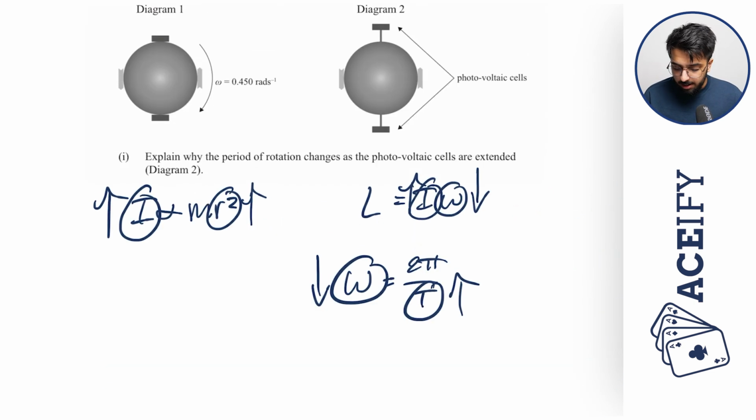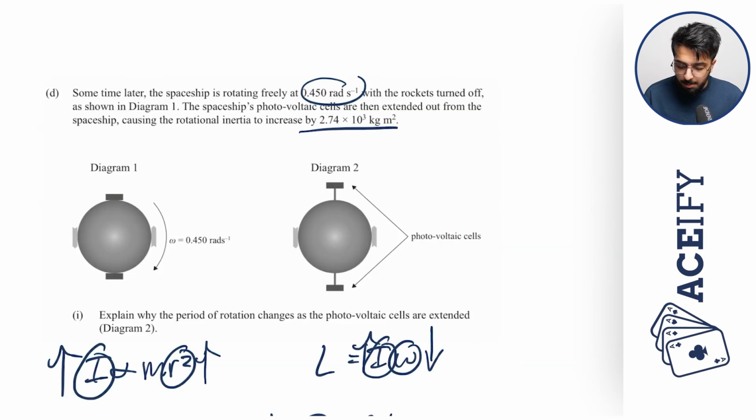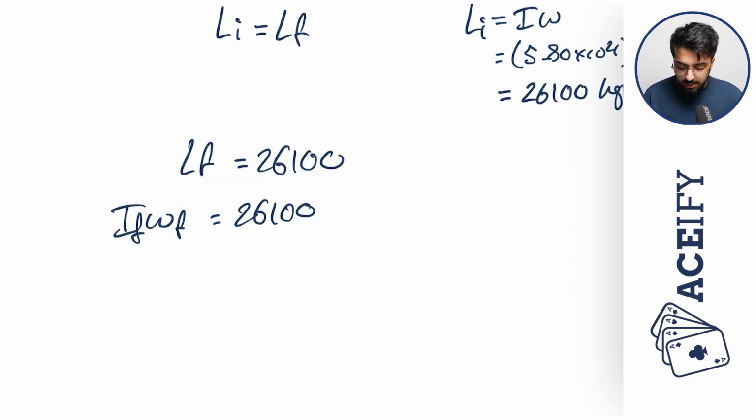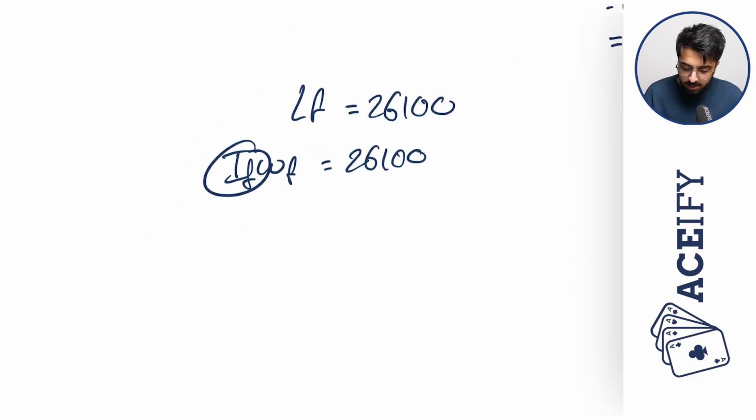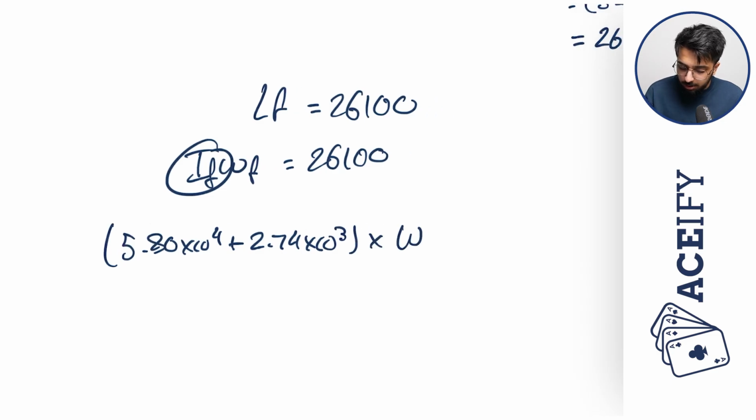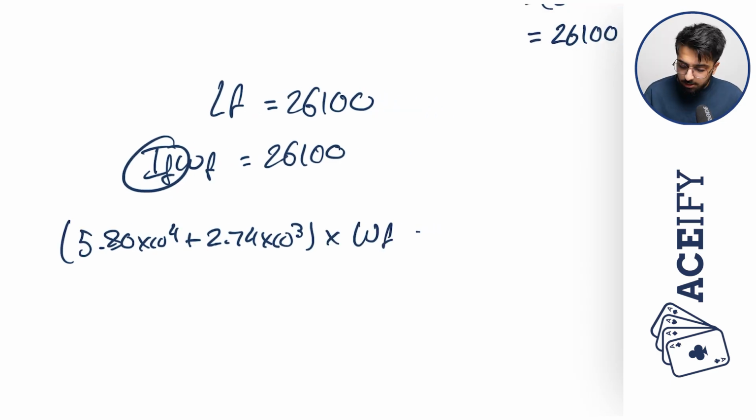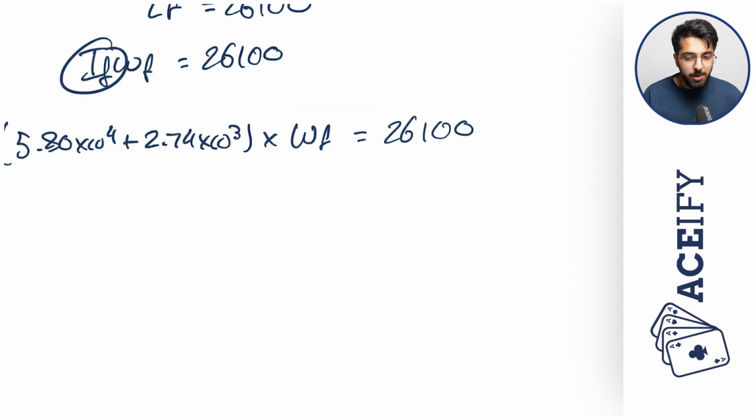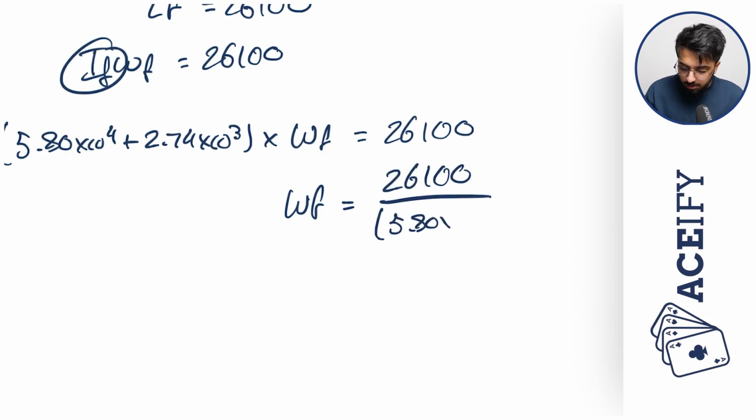We can see up here that our rotational inertia has increased by 2.74 times 10 to the 3, and so our rotational inertia finally is going to be 5.8 times 10 to the 4 plus 2.74 times 10 to the 3, multiplied by our angular velocity finally. We don't know what that is, and that's equal to 26,100. Now we can rearrange for our angular velocity finally, and we get our angular velocity finally is equal to 26,100 all over 5.8 times 10 to the 4 plus 2.74 times 10 to the 3.